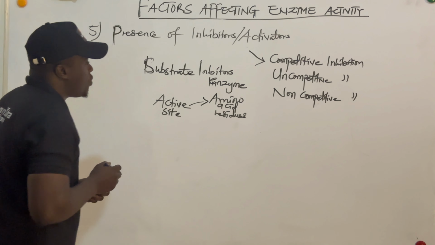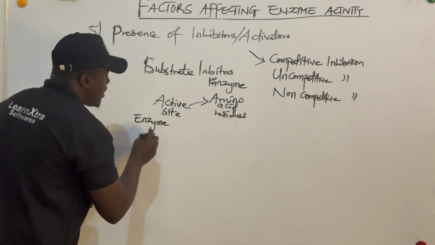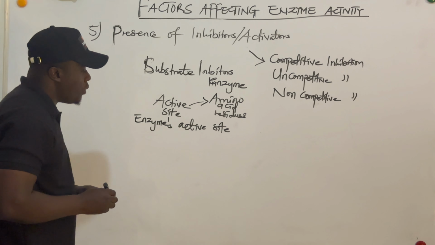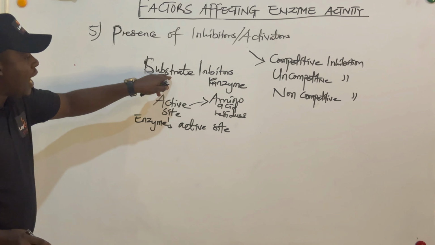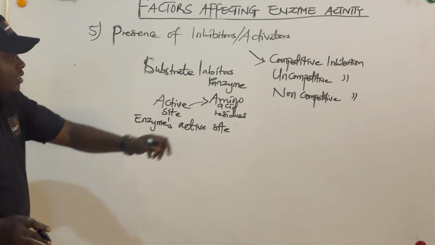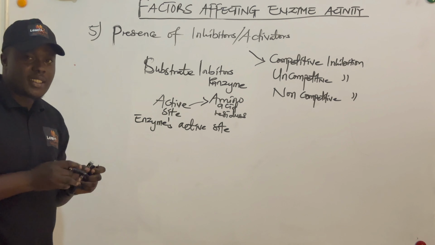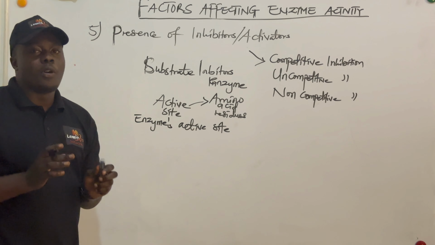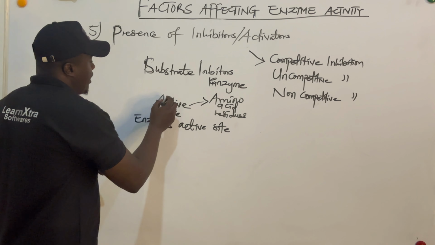Now, if for instance in an enzyme's active site, we have more inhibitors coming in, it means the enzyme will have less substrate coming in, because the inhibitor and the substrate cannot be there at the same time in the case of competitive inhibition. Now the enzyme also has another site known as the allosteric site, but we're not going to be talking about this in depth because it is going to be out of the scope of your work. But for now, just know that where the inhibitor or the substrate will be binding to is the active site of the enzyme.